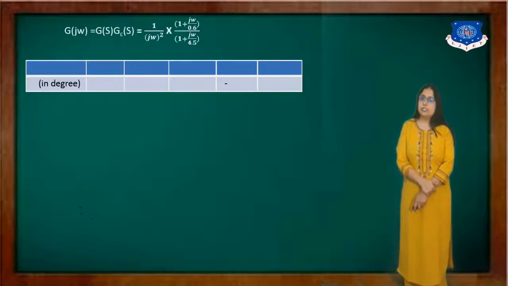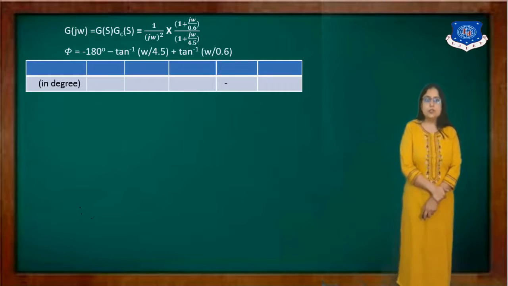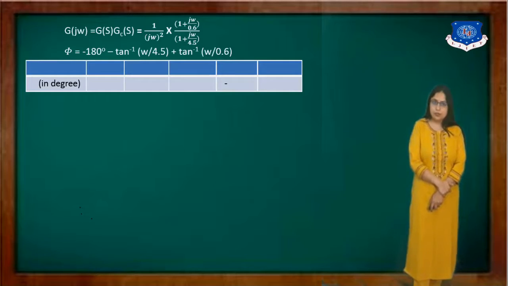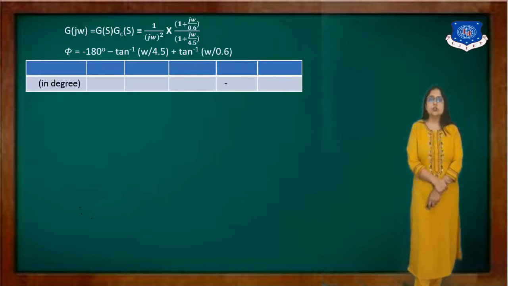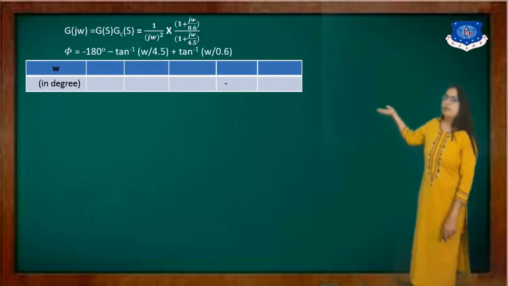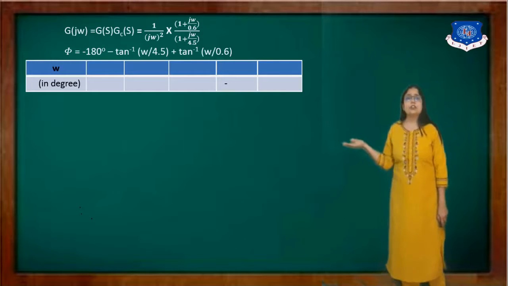Now next, we have to draw the phase plot. So here the equation is what? It's minus 180 degree. Then for the denominator, minus tan inverse omega divided by 4.5. Then plus tan inverse omega divided by 0.6. Now you just take different values of omega and find out the value of phi. This you can find out with the help of the calculator also.